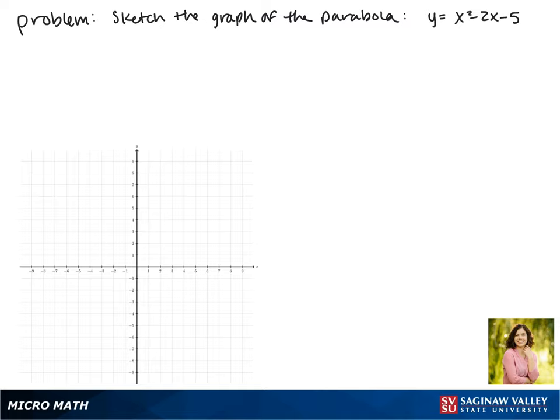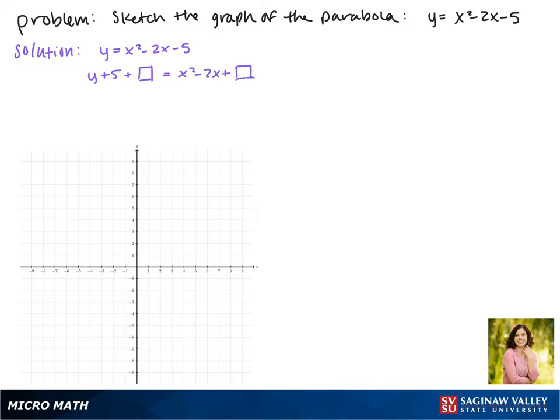Today we'll be sketching the graph of the parabola, y equals x squared minus 2x minus 5. The first thing we can see is that the coefficient of x squared is positive, so it will be opening up. Next, we can take our equation and put it into standard form by completing the square. This will give us the vertex.